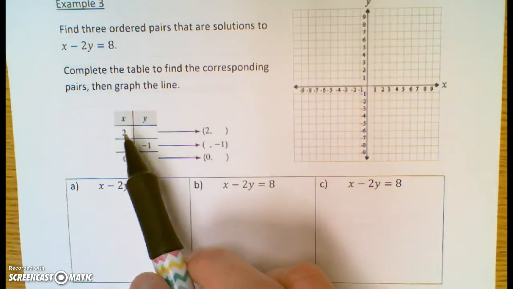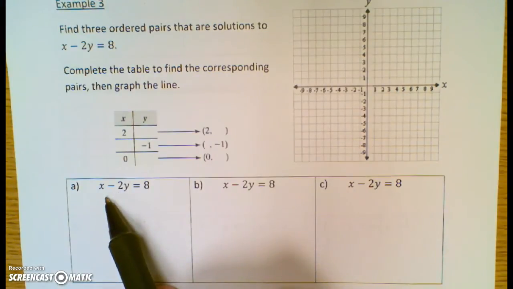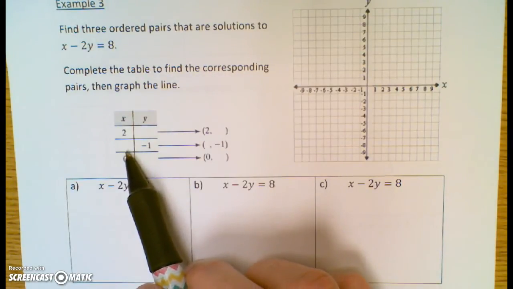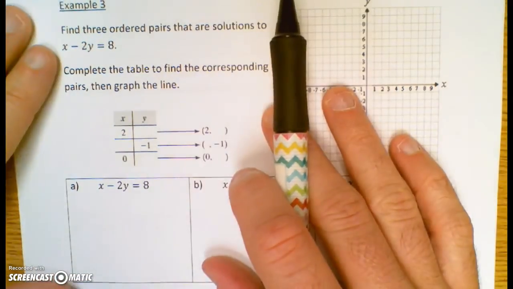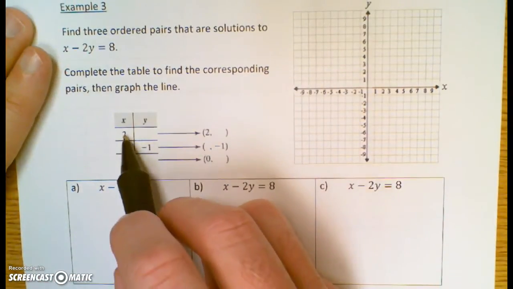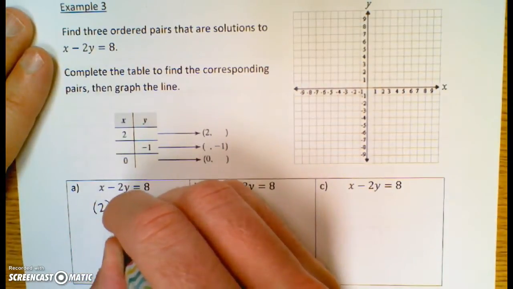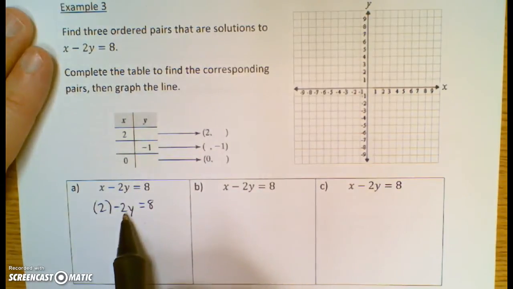So here it's asking if x is 2, what is y? So we would have to plug in 2 and solve for y. In this problem, it's asking if y is -1, what's your x value? And then again, if x is 0, what's y? So for each one, we plug in the value into our equation that's given to us, and then you solve for the other variable. And this one, I don't know what y is, so I'm going to solve for it.